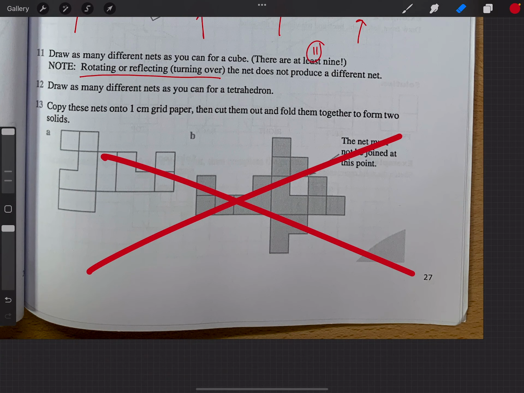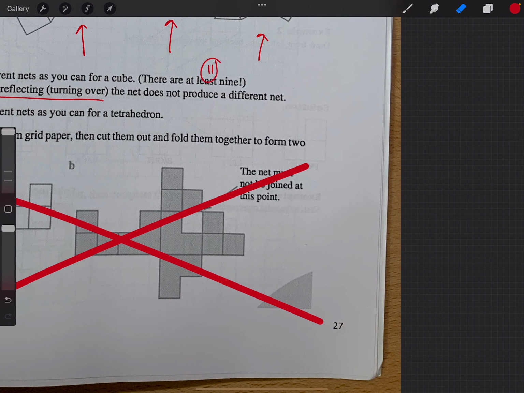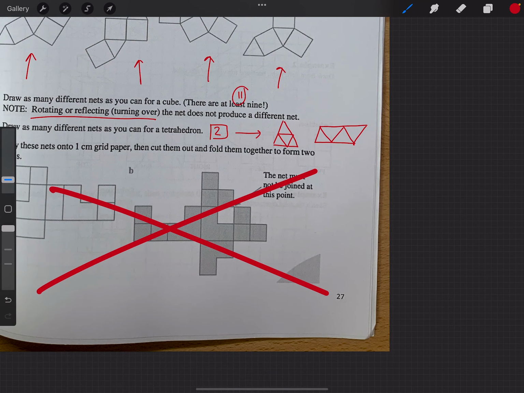Okay, draw as many different nets as you can for a tetrahedron. Now a tetrahedron only has two possible nets. So you can try and draw them. The first net would look something like this. And the second net will look something like this. 1, 2, 3, 4. Yes, that's right. Something like that. So those are the only two types.